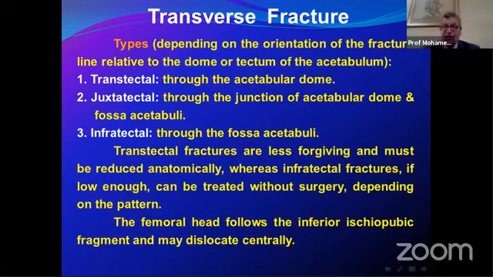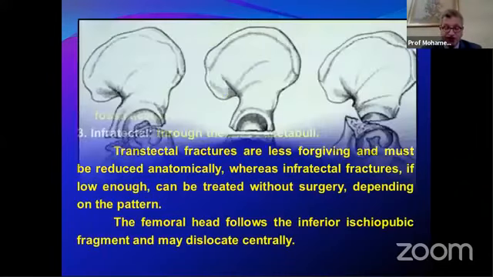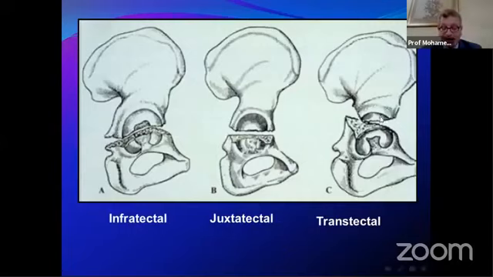Transtectal fractures are very important and less forgiving, and must be reduced anatomically, whereas infratectal fractures are low enough that they can be treated without surgery depending on the pattern. The femoral head follows the inferior ischiopubic fragment and may dislocate centrally with the transverse fracture. These are the types: the transtectal type, the juxtatectal type, and the infratectal type.